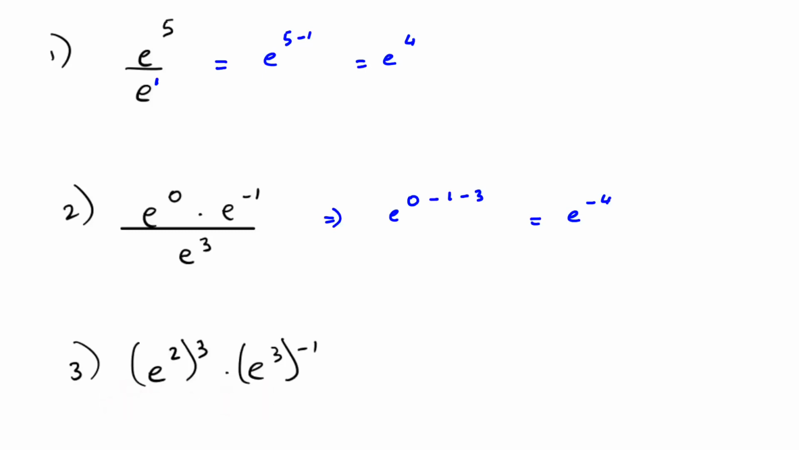For this question, we have the power rule and the multiplication also. So let's simplify one by one. 2 multiplied by 3 will give us 6. And 3 multiplied by negative 1 will give us negative 3. Now using the addition rule, what will we get? 6 minus 3 will give us e to the power of 3.